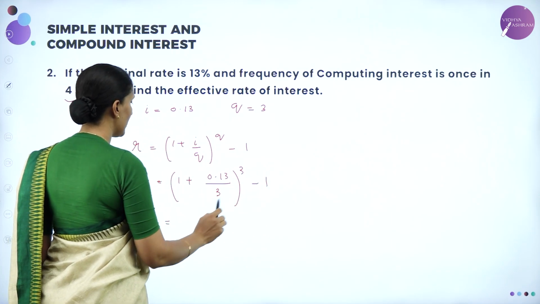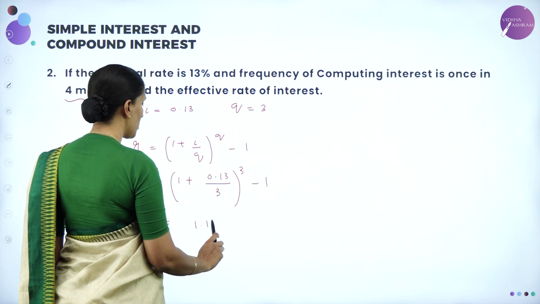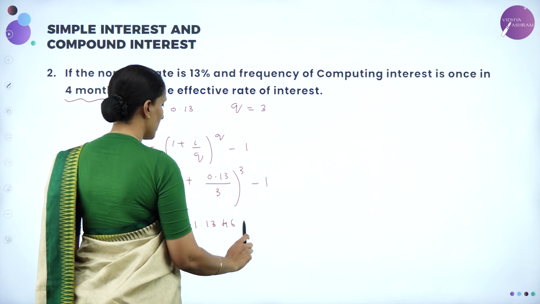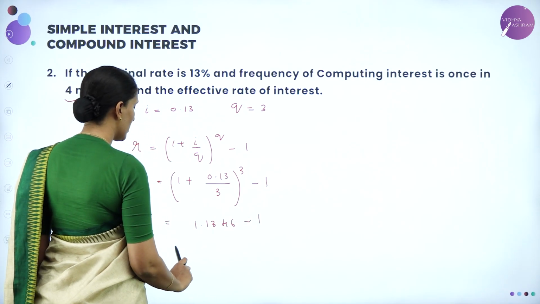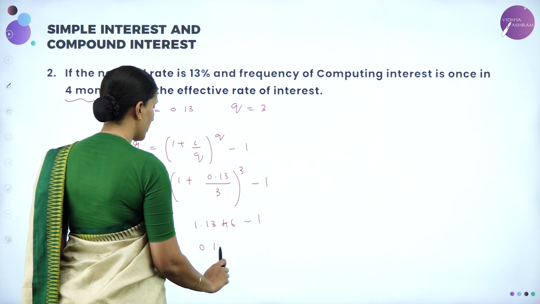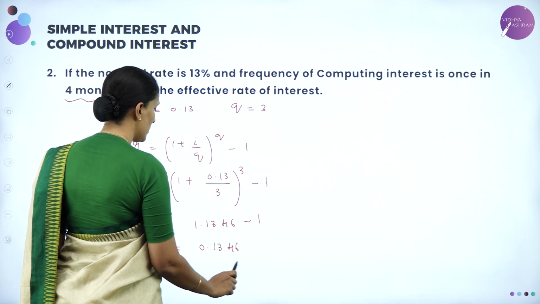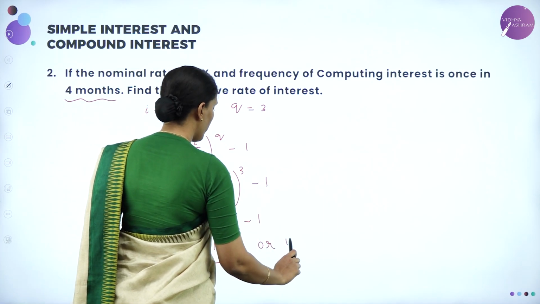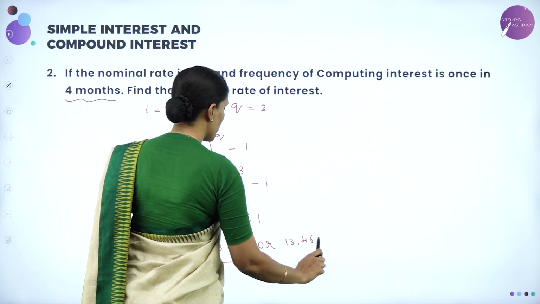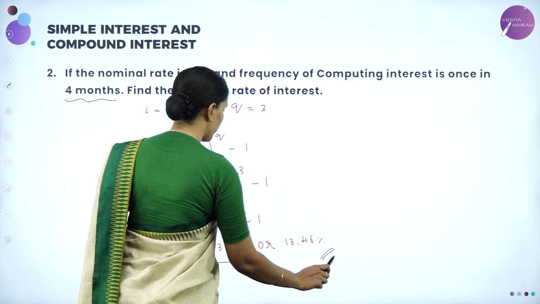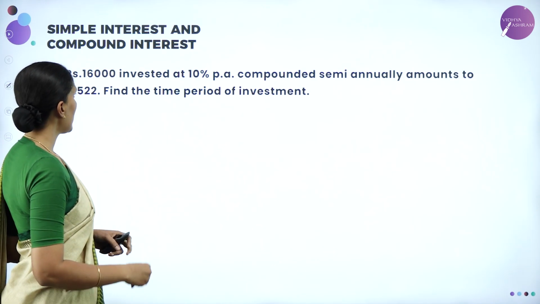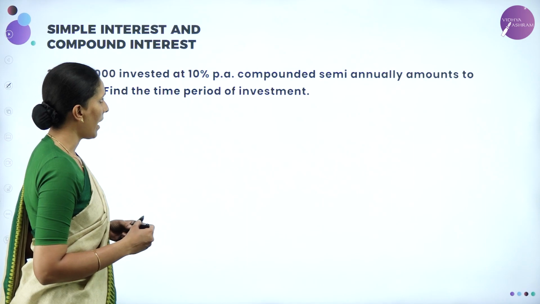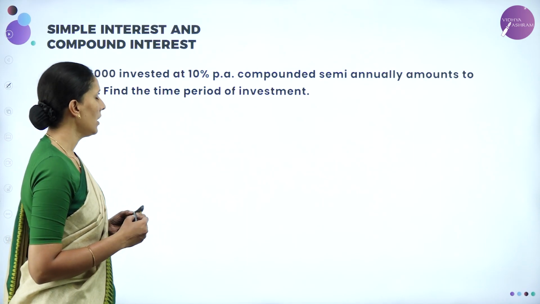So evaluating this, we'll get 1.1346 minus 1. So next, subtracting we'll get 0.1346. So this is the effective rate of interest, which can also be written as 13.46%.